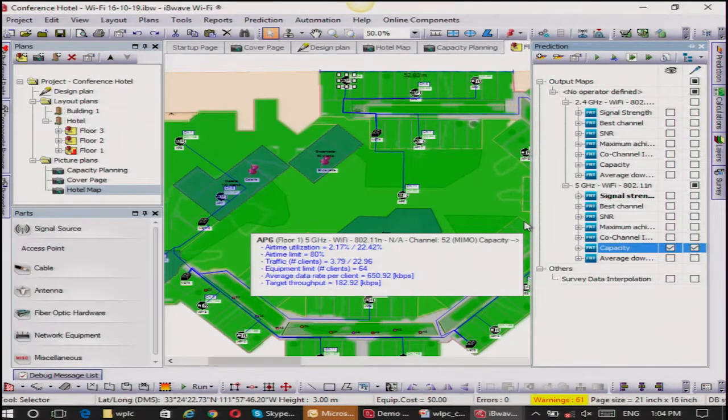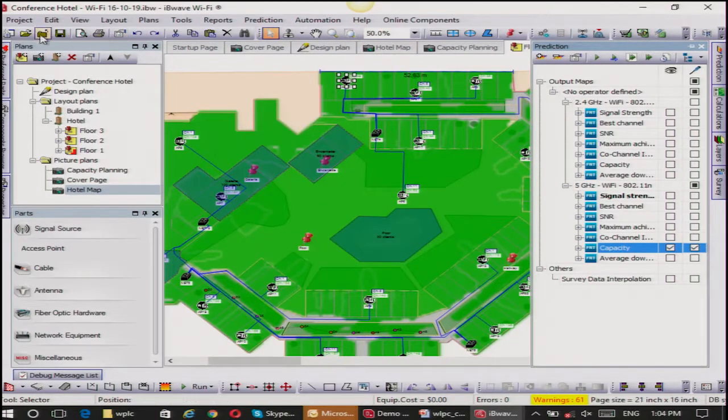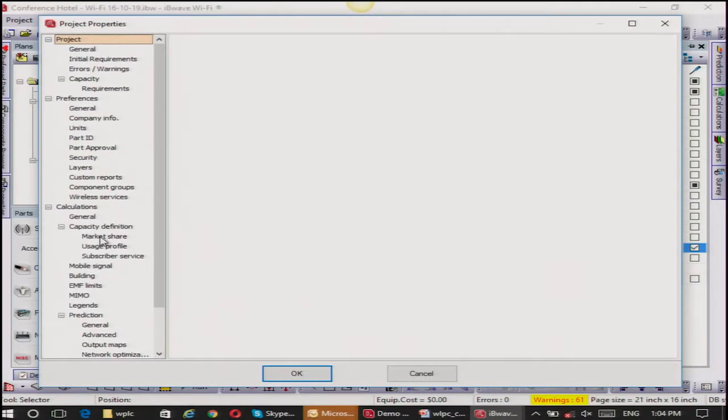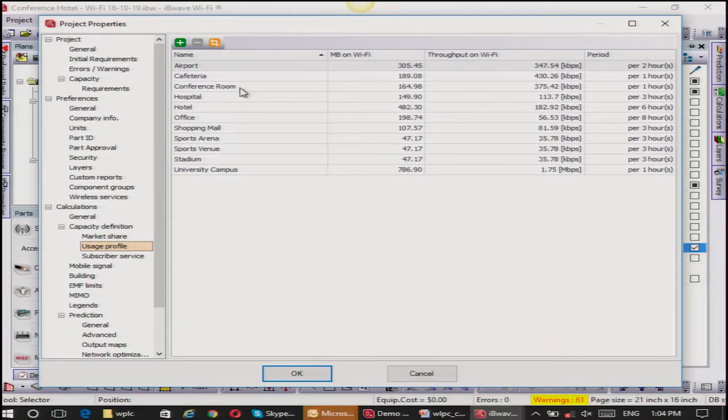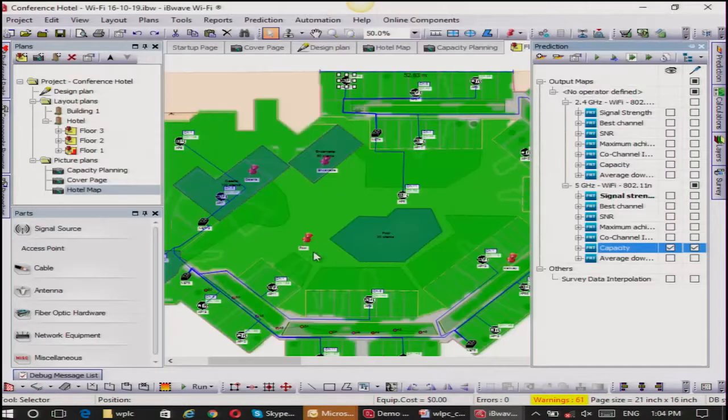Your average data rate per client calculated to be 650 kilobits per second, and your target throughput was much less than that, 182. So how did you get your target throughput? If you recall, that's what I was telling you about, the definition that you have set up right here for usage profile. So you basically say that for each of those you have a different one. For the hotel, your throughput per client is 182 kilobits per second, and you had a much higher throughput, which means that you are okay. You can add more clients to this venue.